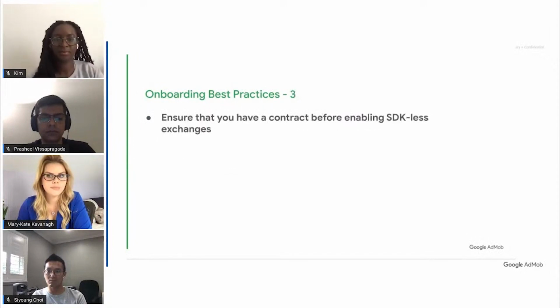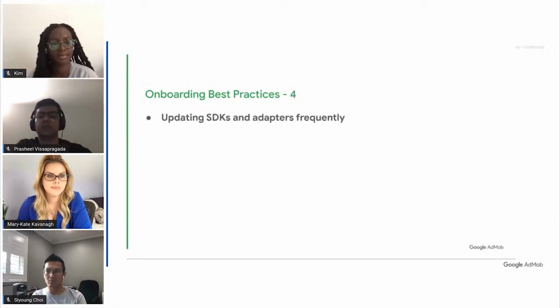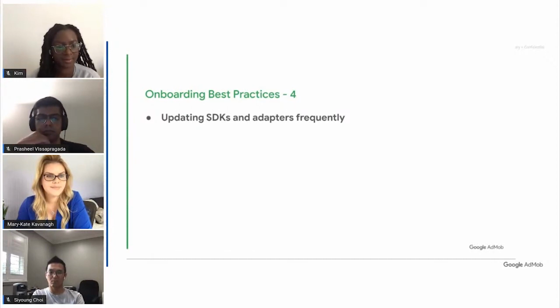Thirdly, as mentioned before, please ensure that you have a contract before enabling SDK-less exchanges. And lastly, we recommend updating SDKs and adapters frequently. We've continually been making open bidding better, especially over the last few months. We strongly recommend publishers onboard with the latest GMA SDK, along with updating any relevant adapters and SDKs for non-SDK-less networks. Latest releases often reduce latency, increase show rate, and boost overall performance.